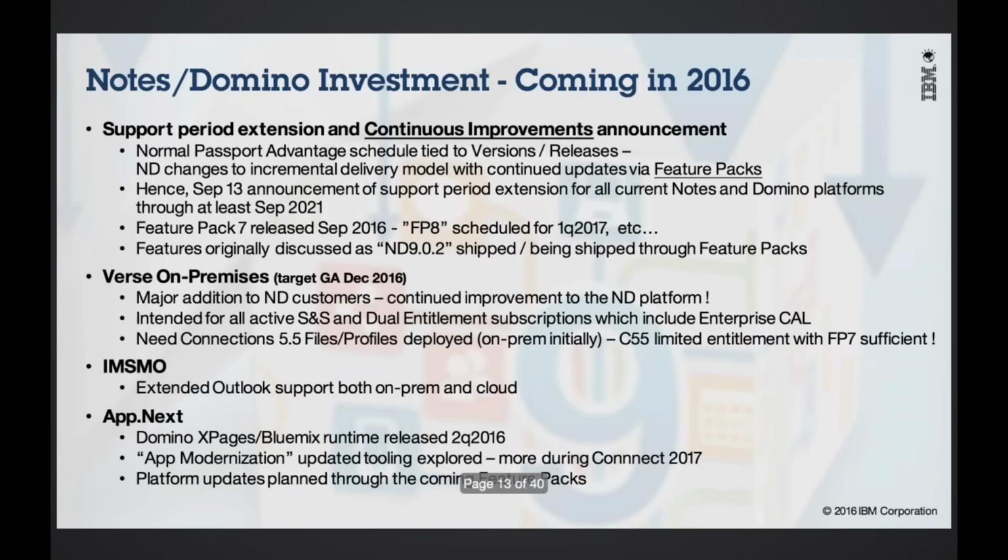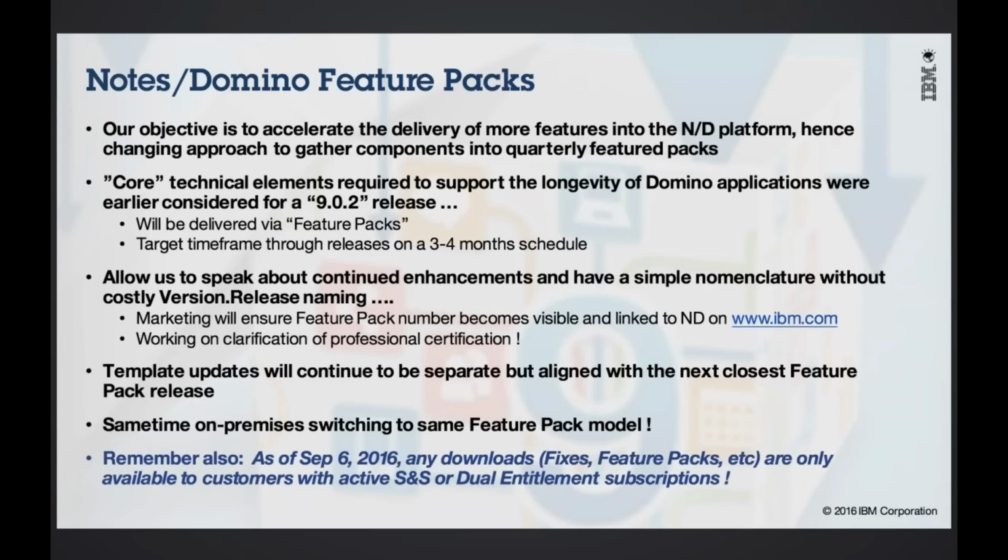Feature packs. We want to accelerate the delivery of features into the platform, and we changed the approach simply to be able to deliver quarterly, or almost quarterly, or maybe slightly less than quarterly, but consider it a 3-4 month schedule to deliver feature packs. There are some core technical elements that are required to support the whole set of applications that were earlier considered for the 902 release, as I mentioned, and they will actually come out as feature packs, and we'll show you the roadmap for that.